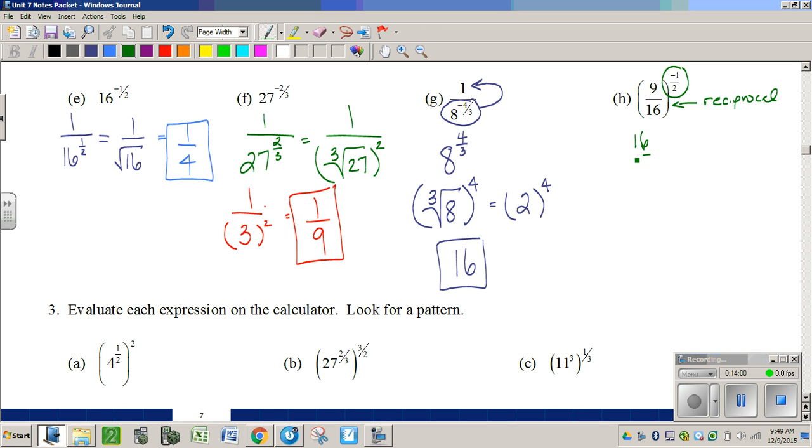Okay, phew. All right, 16/9. Now, because it's raised to the positive 1/2 power, it's the same thing as taking the square root of 16/9. Those are both perfect squares, so we're just going to take the square root of both of those, and we're going to end up with 4/3.